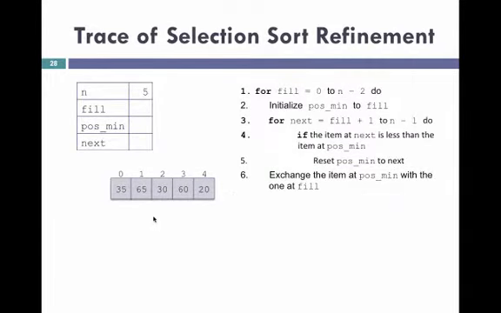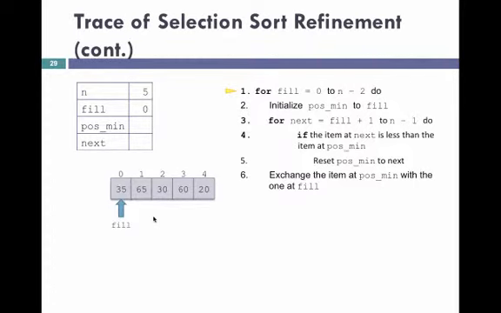So here's a trace of selection sort refinement. First we have n set equal to 5. We set fill equal to 0. We initialize posmin to point to fill. And now we look through the rest of the array. Every time we find a value that's less than the current posmin, we reset posmin. So now posmin points at 30. We'll continue our iteration. When we get to the end, 20 is less than 30, so posmin equals 20.